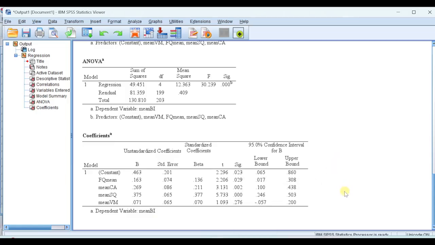I hope the video was quite informative and useful for all of you. And now you can go ahead and confidently write down the results in your paper, in your thesis, in your dissertation, whenever you are conducting multiple linear regression.